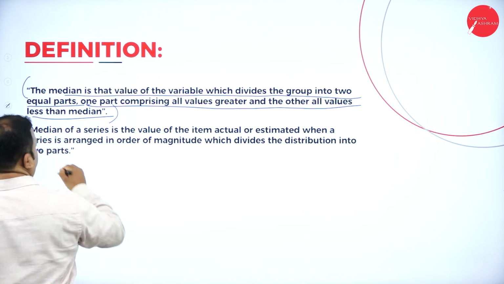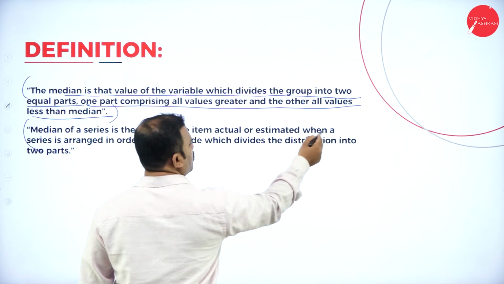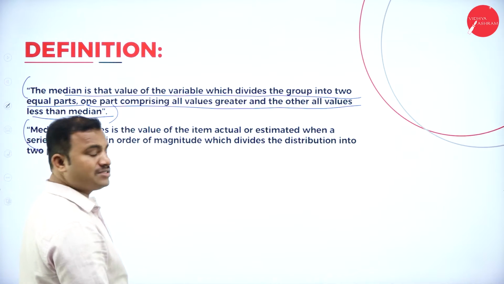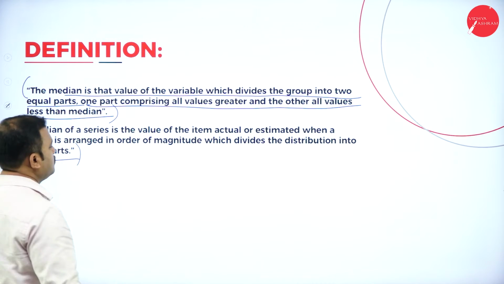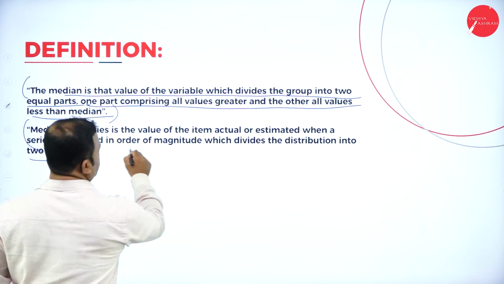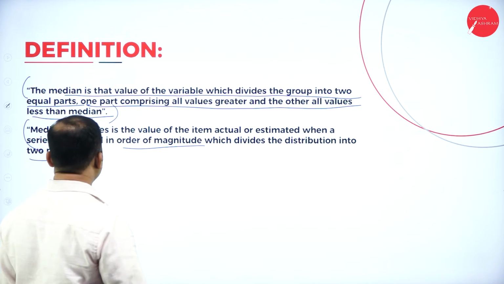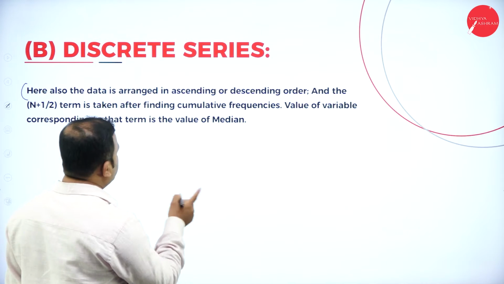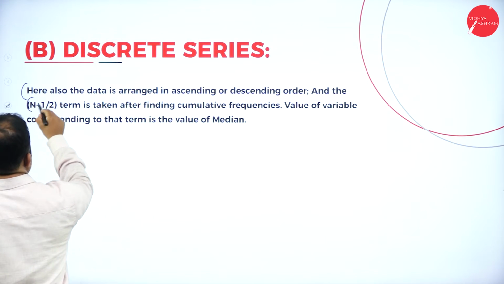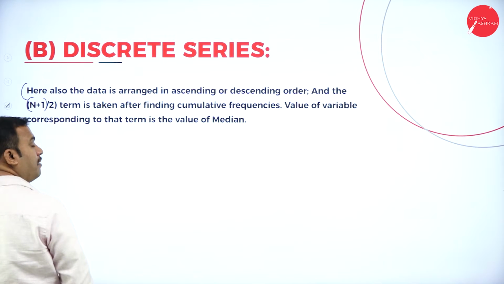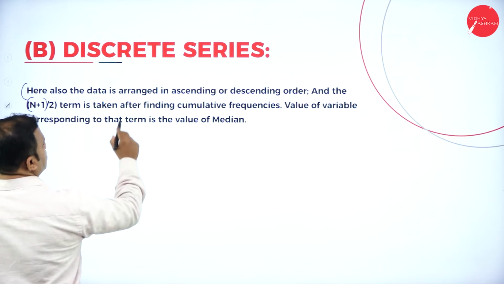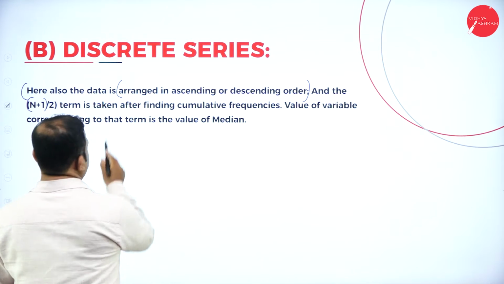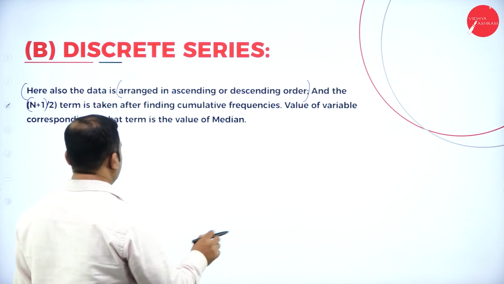Median of a series is the value of the item, actual or estimated, when the series is arranged in order of magnitude, which divides the distribution into two parts. Which are those? That is this: frequency, cumulative frequencies, that is n plus 1 by 2. It is n plus 1 by 2. Then the terms, whether arranged in ascending order or in descending order, and the term is divided by 2.